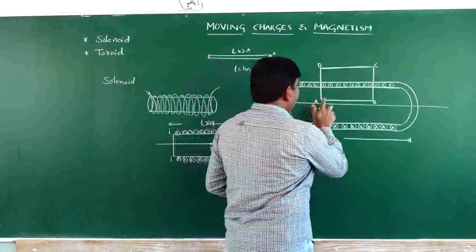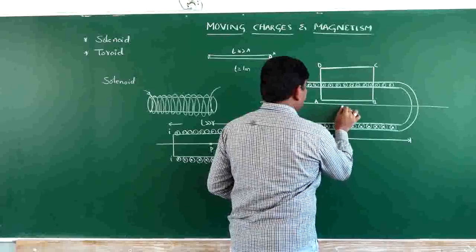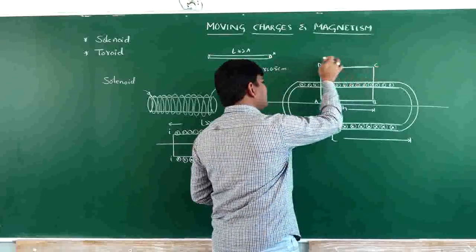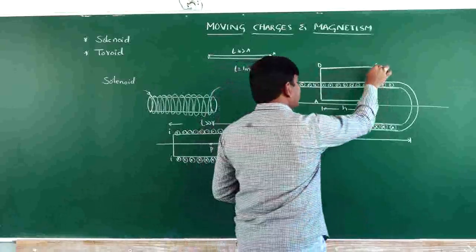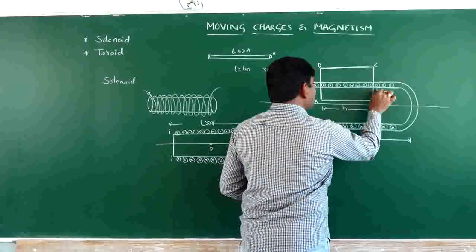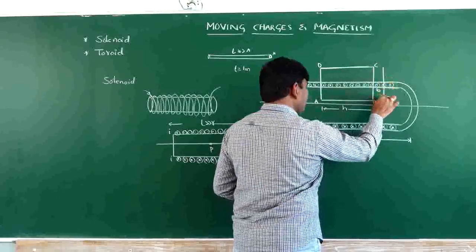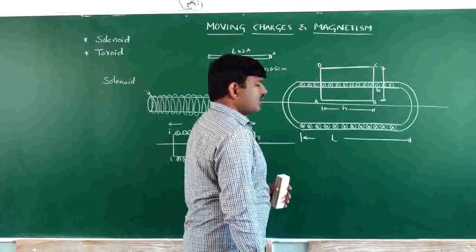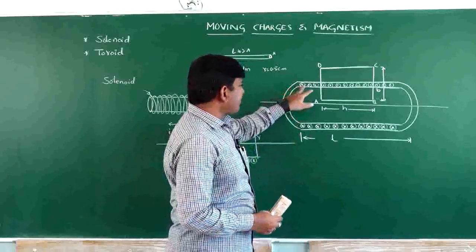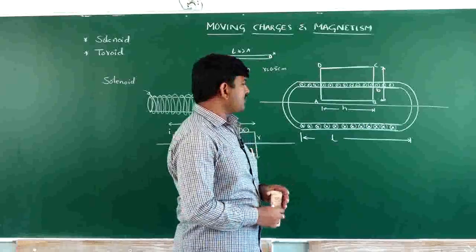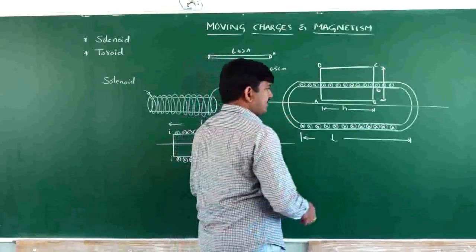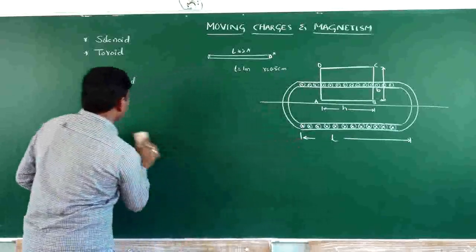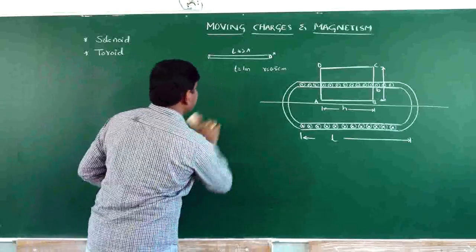Let this length be some h. So AB is equal to h and CD is also equal to h. Let me choose this length equal to some b. This is b that I am choosing. Now let us consider that capital N number of turns are there. The solenoid consists of how many turns? Capital N number of turns. So let capital N represent the number of turns.